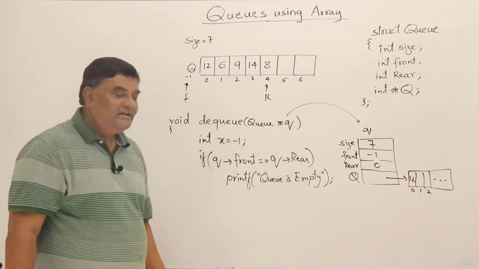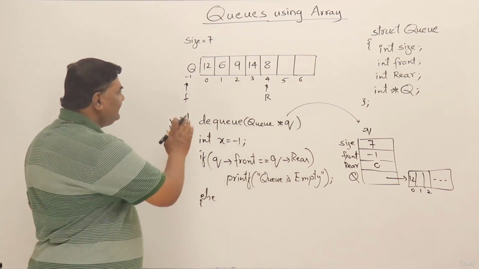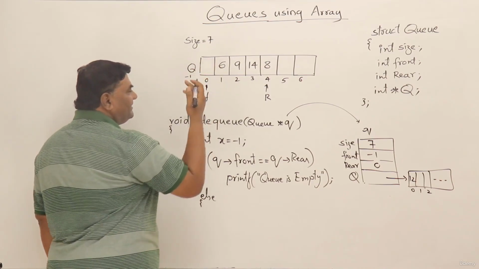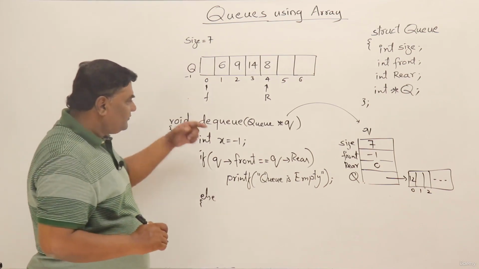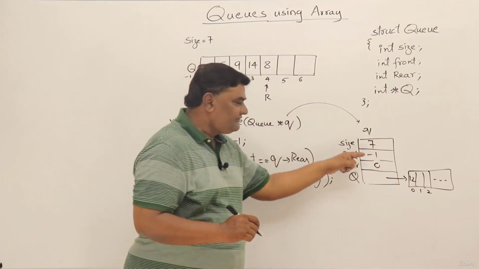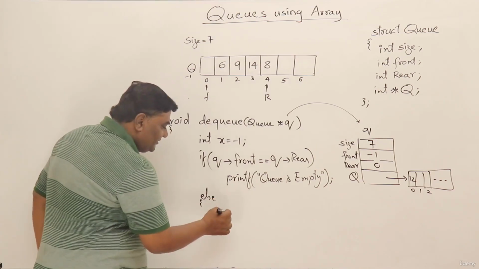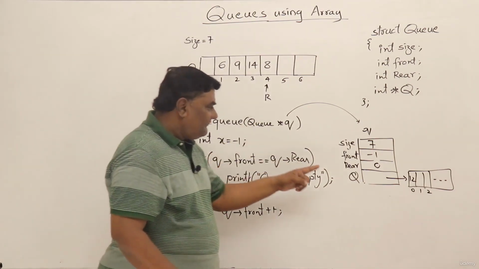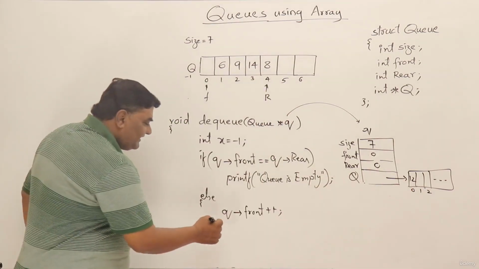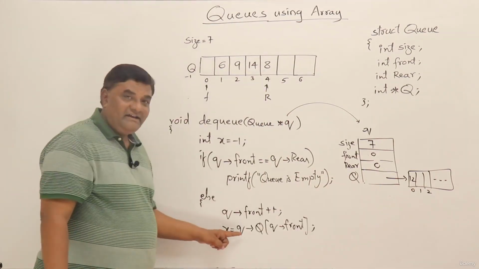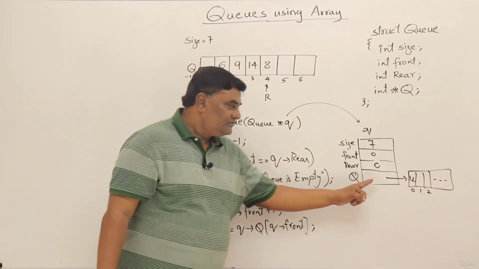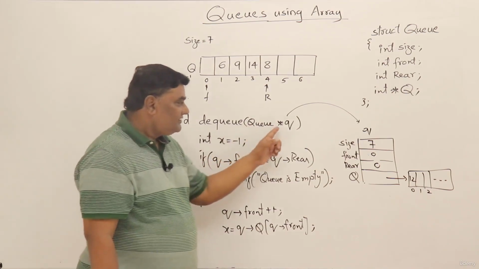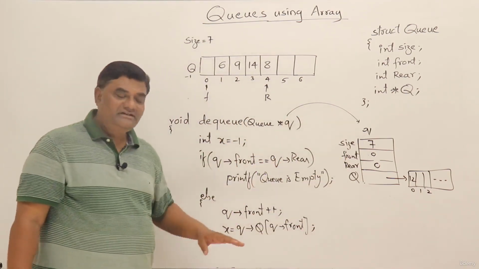If front and rear are equal, Q is empty. I cannot delete any element. Else, how to delete an element? For deleting an element, just move the front pointer to the next location and take out the element. That's all. So how to move front? This front I have to move, so that is Q's front plus plus first of all. So Q's front is moved. Then from that place I should take out the element. So I can take out that element in variable x. So inside x I am taking out the value from Q's Q, that is the array. From that array, from which place am I taking out the value? From Q's front. It is taken in x.